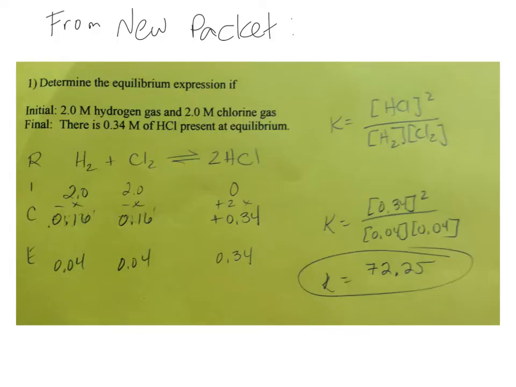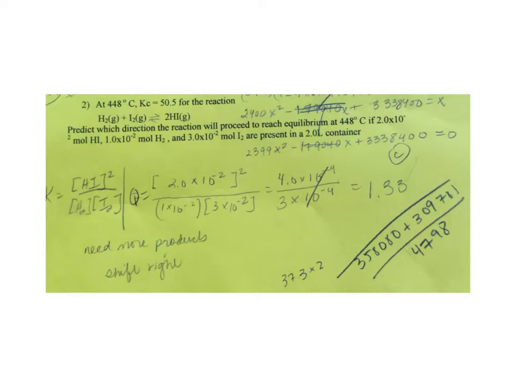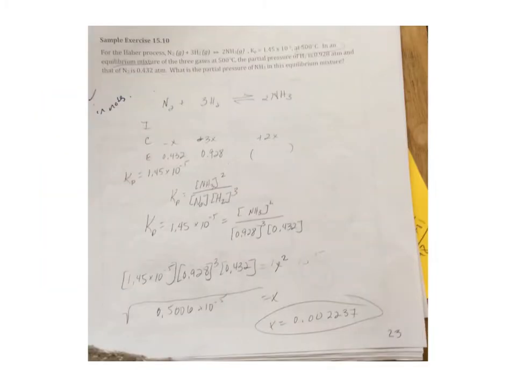This is problem 1 from the new packet. This is the third problem on the new packet with some scribbles from the one that we just worked. This one is on page 23 of the old packet, and notice the quadratic formula was not required here. You were given equilibrium concentrations, and you had to find out the missing one by using stoichiometry and your K value.